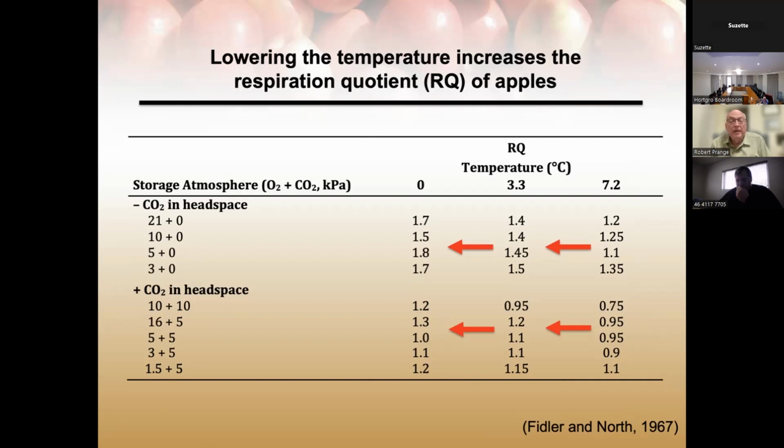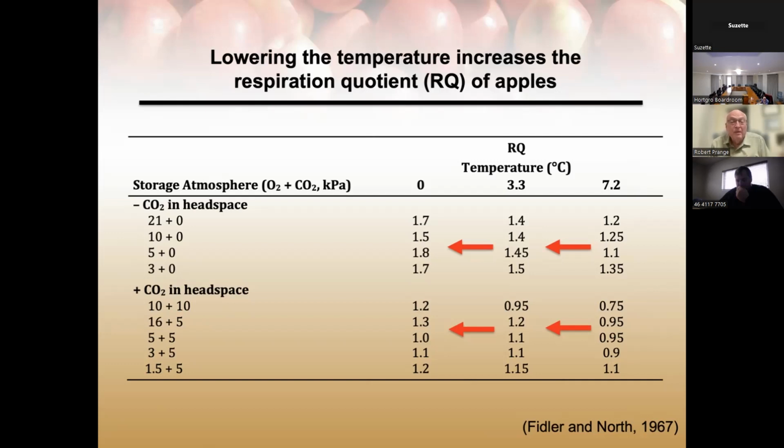The other thing, and here's the data to show it from 1967, and there's more recent results that I am not showing. When you drop the temperature in the fruit, the RQ value drops in the fruit. RQ is the production of carbon dioxide divided by the consumption of oxygen in the fruit. It's a ratio, but it's the production of CO2 divided by the oxygen.